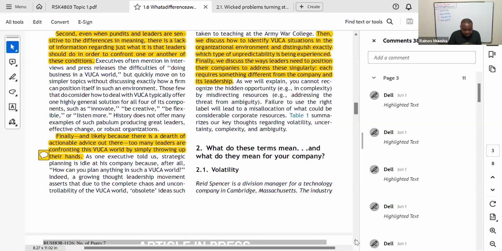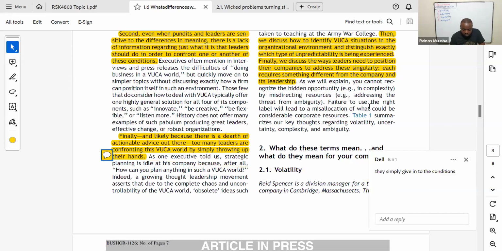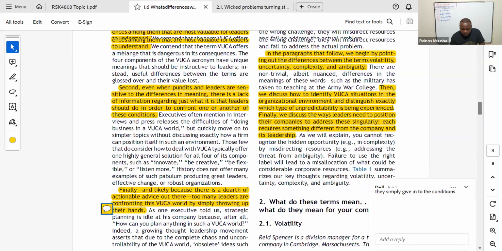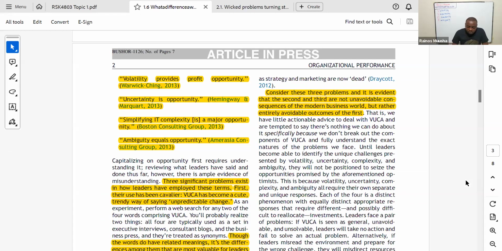And finally, and likely because there is a dearth of actionable advice out there, too many leaders are confronting this VUCA world by simply throwing up their hands. Moving on to the next paragraph, they also go on to say, consider these three problems, and it is evident that the second and the third are not unavoidable consequences of the modern business world, but rather entirely avoidable outcomes of the first.